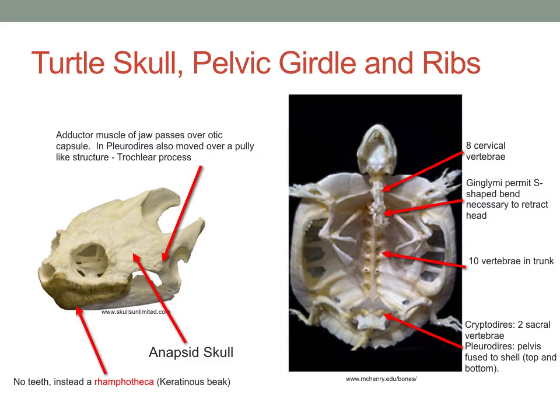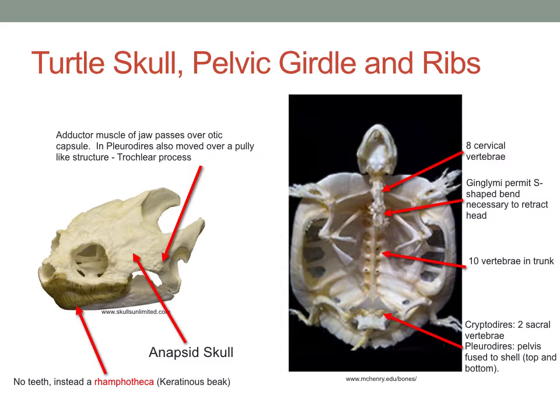If we look internally, if you were to take the plastron off and look inside the turtle at their vertebrae, you'd see that they have 8 cervical vertebrae, and between these vertebrae they have these things called ginglimia, if I can say that properly, which basically permit the vertebrae to bend in such a way that the turtle can draw its head into its shell.